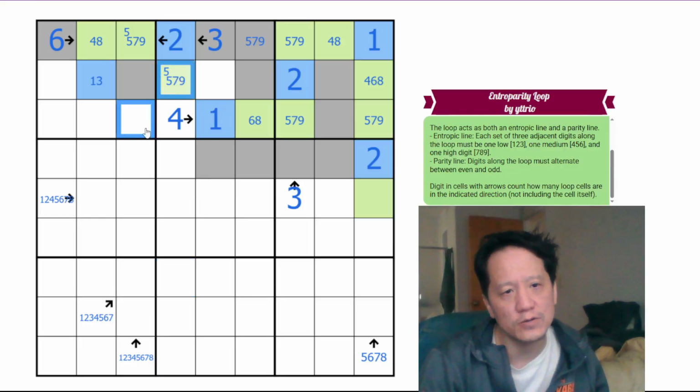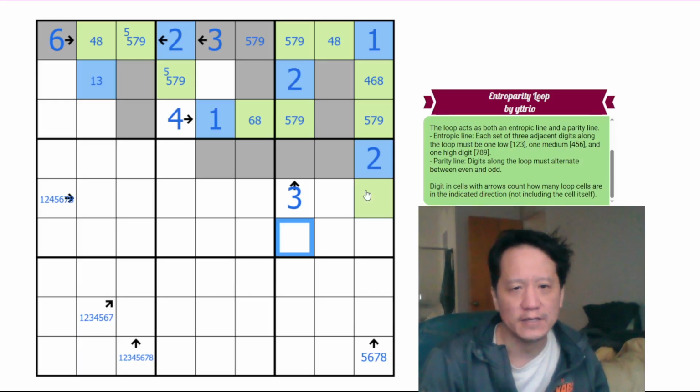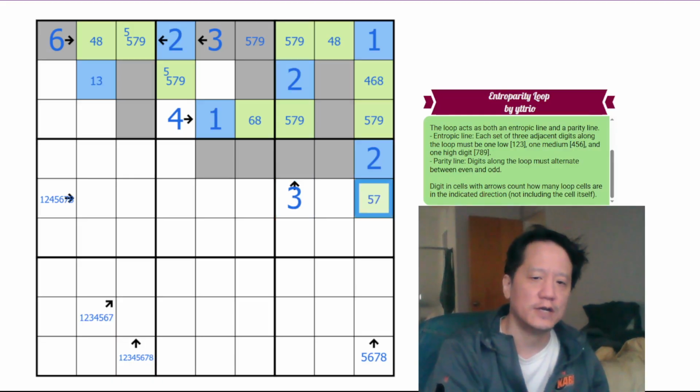This cannot go this way, so this cannot be on the loop. This could turn here. That is fine. And it could even include the 3, because that would be odd. This must be odd here and high.